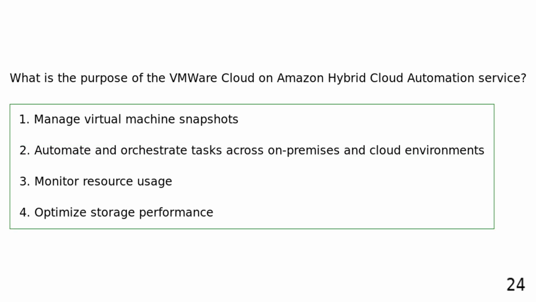What is the purpose of the VMware Cloud on Amazon Hybrid Cloud Automation Service? Manage virtual machine snapshots. Automate and orchestrate tasks across on-premises and cloud environments. Monitor resource usage. Optimize storage performance.